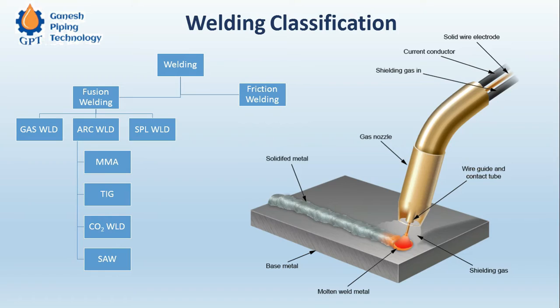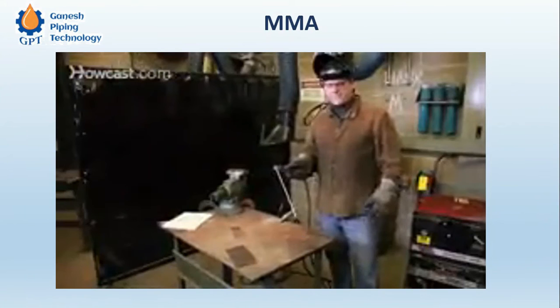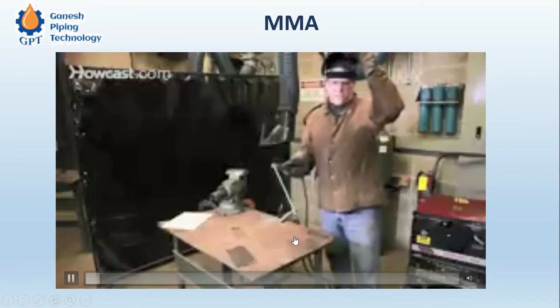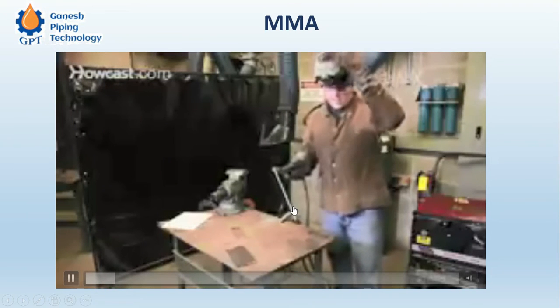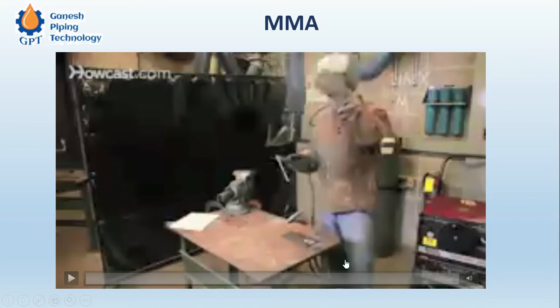Next we will move to the actual videos of the MMA, and we can see here how this MMA welding works. Most of you are familiar with MMA welding. This is the electrode. This electrode is covered with a coat that we can see. So this is all about the video we can see here.